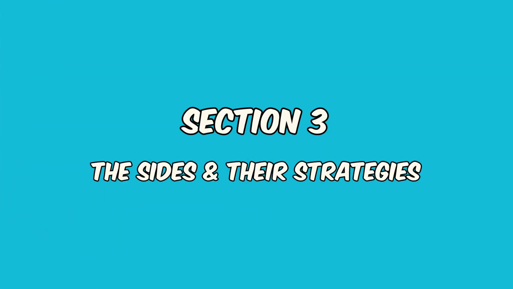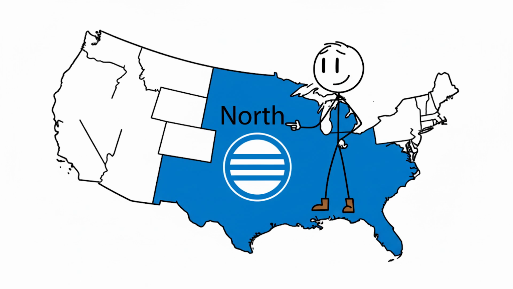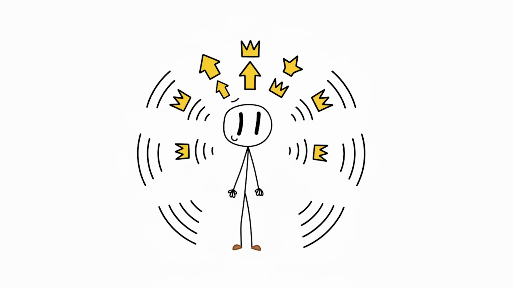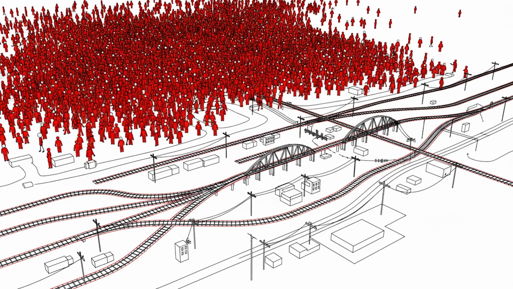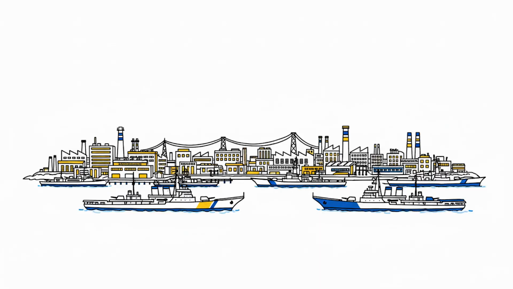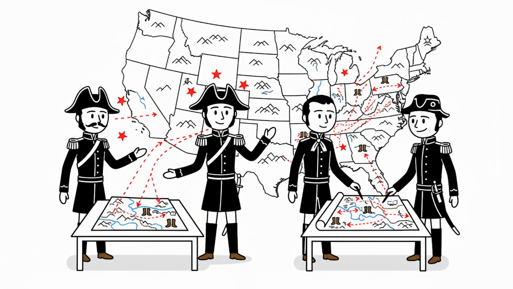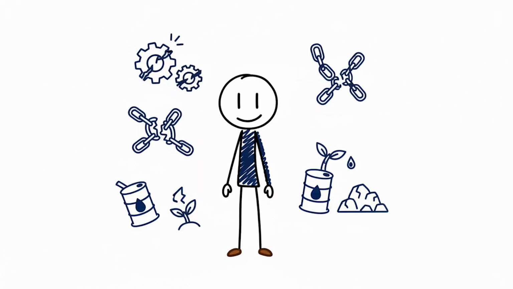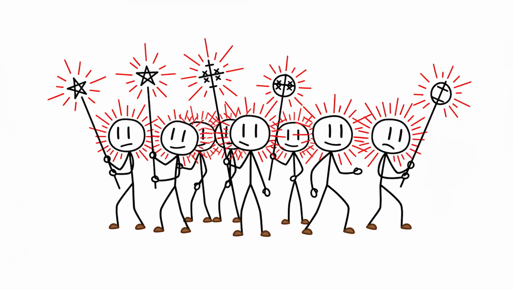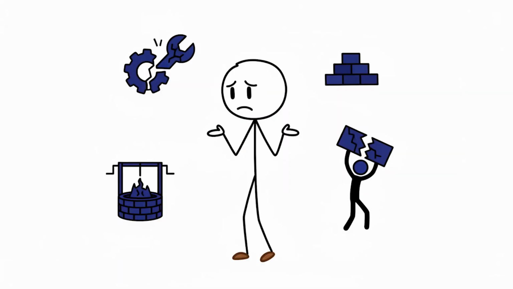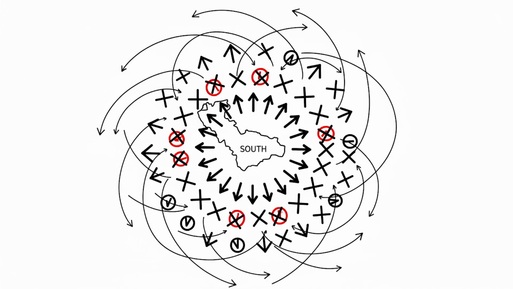The sides and their strategies. The North, the Union, had massive advantages. Huge population, railroads, factories, a powerful navy, but it lacked good early leadership. The South, the Confederacy, had experienced generals, home field advantage, a fiery belief in their new nation, but almost no industry, almost no navy, and almost no ability to replace losses.